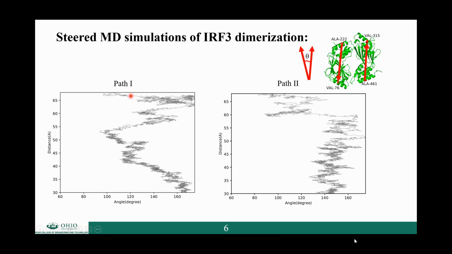As you can see, there are two different paths when we brought the protein from 70 angstrom closer with a speed of 1 angstrom per nanosecond, and the two proteins come together until the distance is 30 angstrom, and they are exploring two completely different paths that later we will use to generate 81 different windows for umbrella sampling calculation.